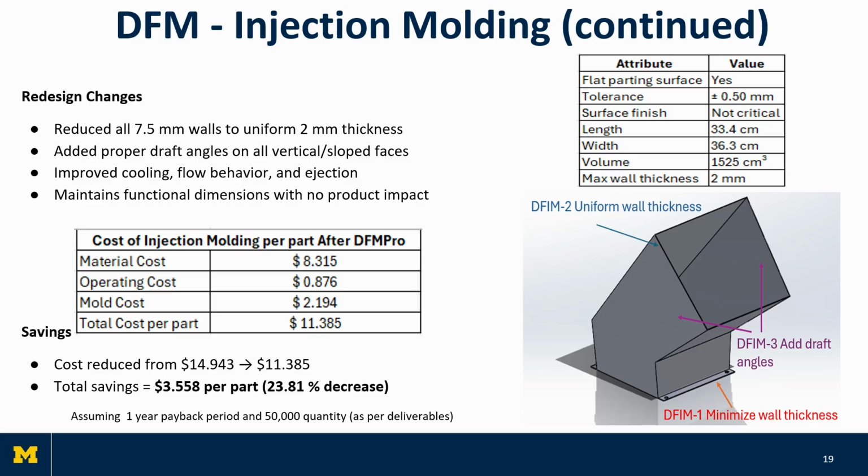The impact on cost was significant. The total part cost dropped from $14.94 to $11.38, saving $3.56 per part, which is about a 24% reduction. Overall, the redesign greatly improves manufacturability while maintaining product performance.